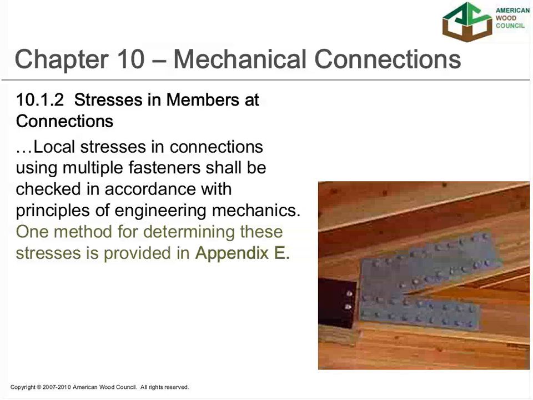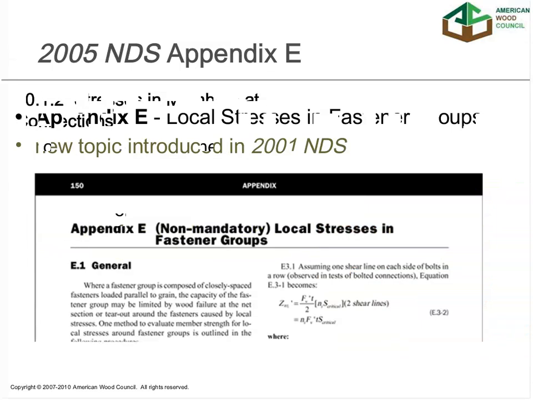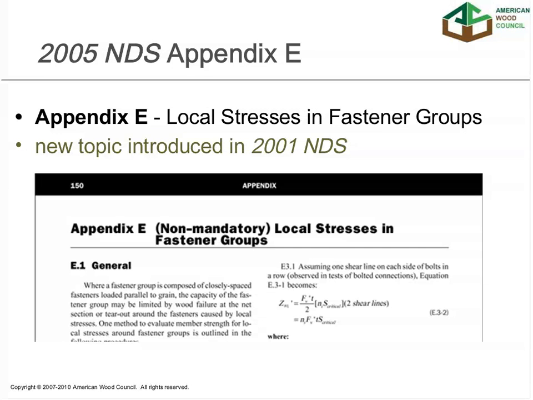And here we give a link to Appendix E, which is one method for determining the stresses in those multiple fastener connections. So let's take a look specifically at Appendix E. Again, we talked a little bit about philosophy of connection design at the beginning. This kind of further continues that discussion when we're talking about local stresses in fastener groups. And as we move through the examples here, I think you'll understand a little bit better what I mean by that.